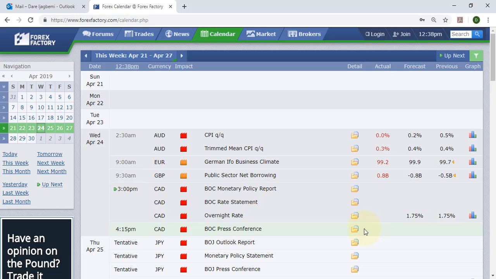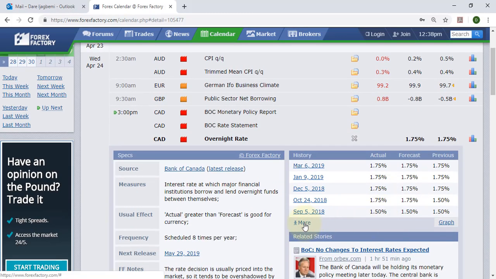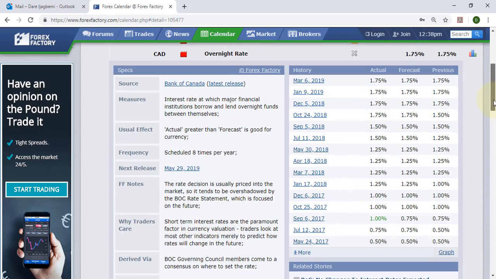But how do we analyze what has happened before? You click this detail here and you see what has happened in the past. These are all interest rate announcements for Canada over the past few months or even years. The last one before today was on March 6th, which is exactly what we're expecting today. Previously was 1.75, it was forecast at 1.75, and it remained at 1.75. So I go into my chart and look at what happened on March 6th. It will help me prepare for what might happen today.